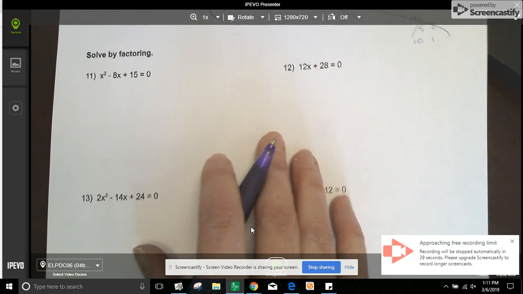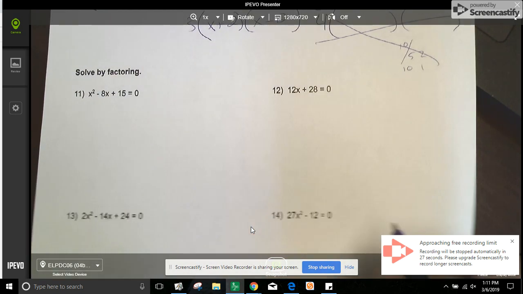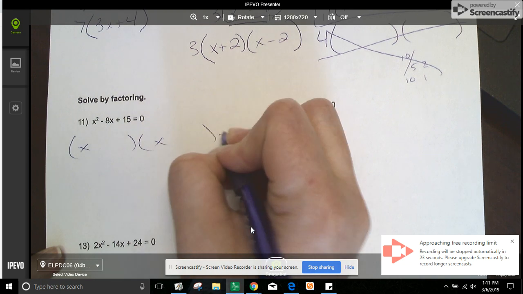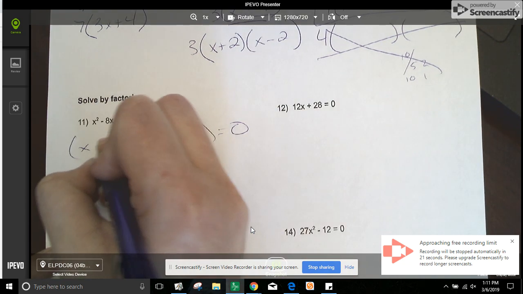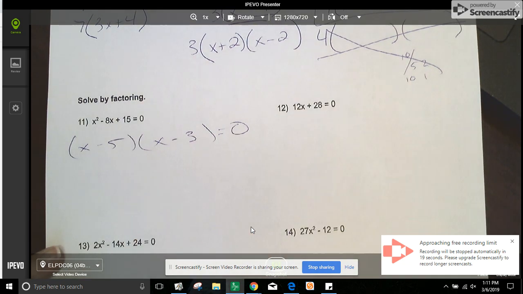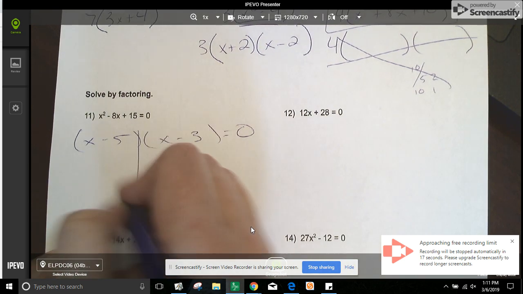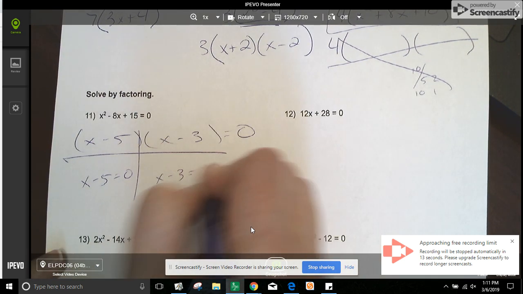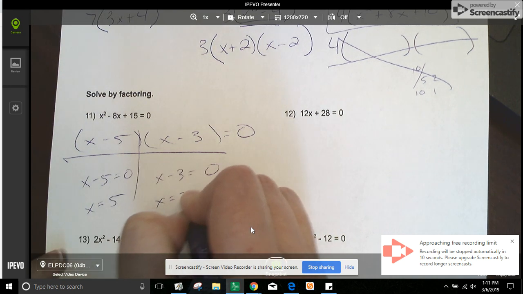And then the factoring to solve, you're going to factor like you normally would. So minus 5, minus 3. So factor like we did up top. And then you're just setting them equal to 0 and solving. So this would be x equals 5, x equals 3.